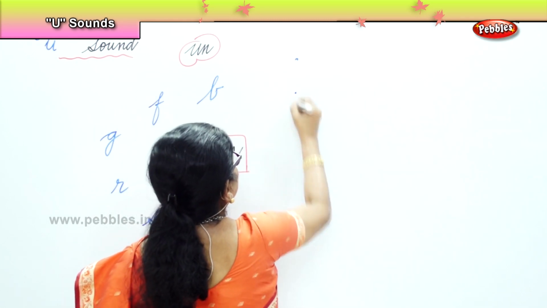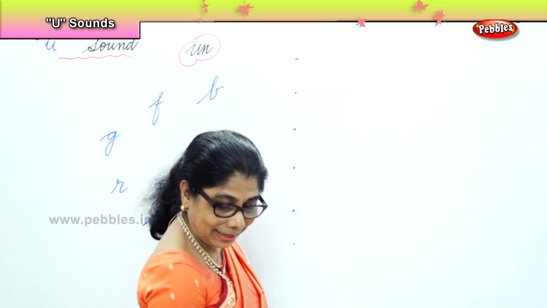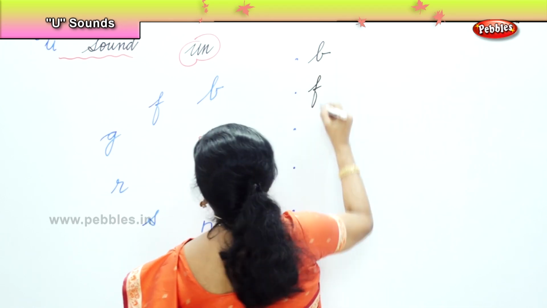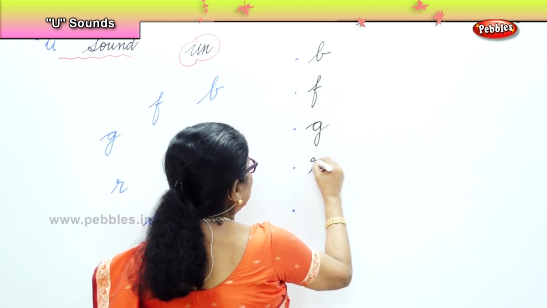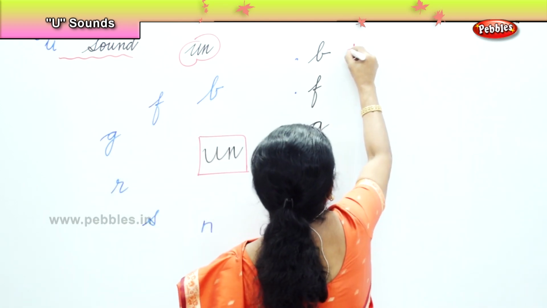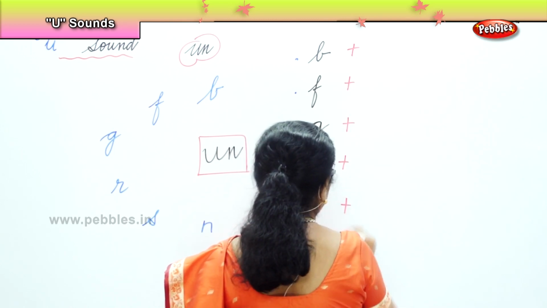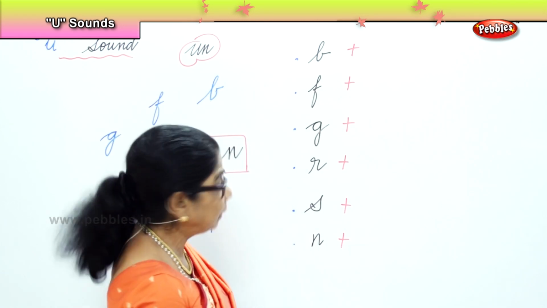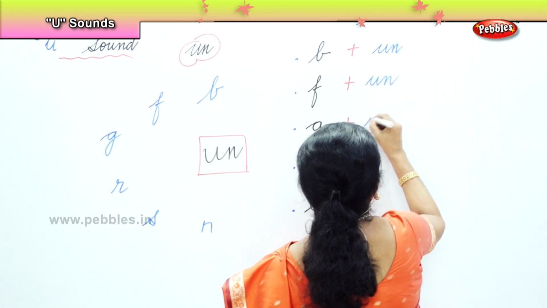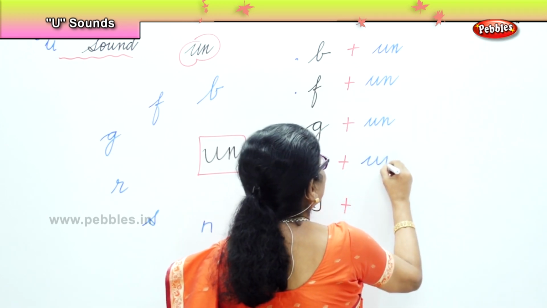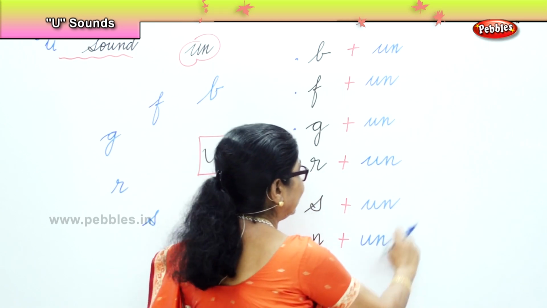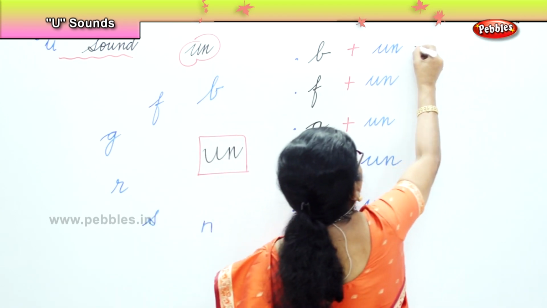Now, one, two, three, four, five, six. Okay, so we have words. What are the sounds? B, F, G, R, S, and N. To this we add this letter sound plus un. B plus un, bun. F plus un, fun. G plus un, gun. R plus un, run. S plus un, sun. N plus un, none. Okay, so let's write the new word we formed. B plus un, bun.